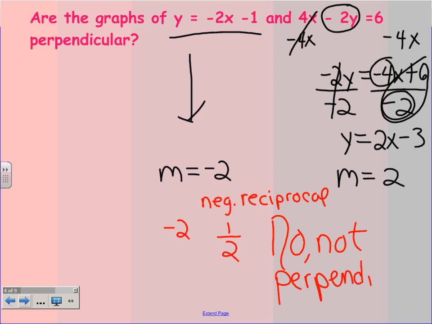Always think about it: if I multiply the slopes together, then I should get -1. And -2 times 2, well, that's going to be -4. So there's no way that those are perpendicular. If I multiply -2 times 1/2, then that would be equal to -1. So that's another way to think about it.